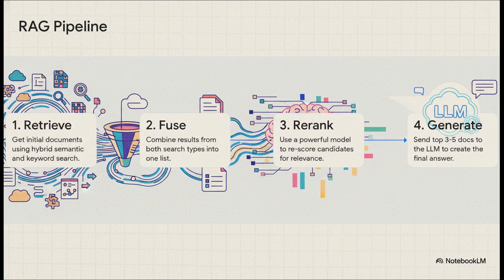So first, you retrieve a broad set of candidates using a hybrid of semantic and keyword search. Then you fuse those results together, but the crucial third step is re-ranking, where a more powerful and yes, more expensive model rescores those candidates. Only then do you send the absolute best 3 to 5 documents to the LLM. This filtering is so key to reducing your token costs and getting a much better final answer.